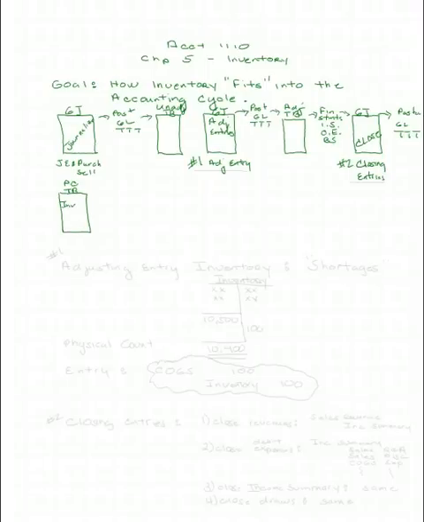So two goals in this pencast then are to learn how inventory fits into the accounting cycle by way of the adjusting entry that it causes and how it affects closing entries. Let's start with adjusting entry.